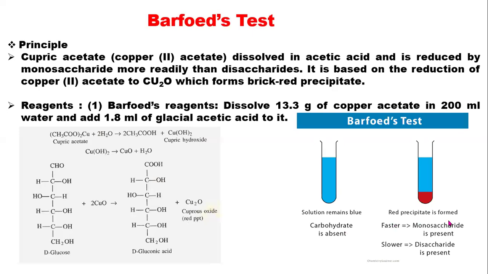You will see the red precipitate formed, and monosaccharides react faster than the corresponding disaccharides. For a solution having no carbohydrates, we will have a solution that is blue. So we retain our initial color without forming the red precipitate.